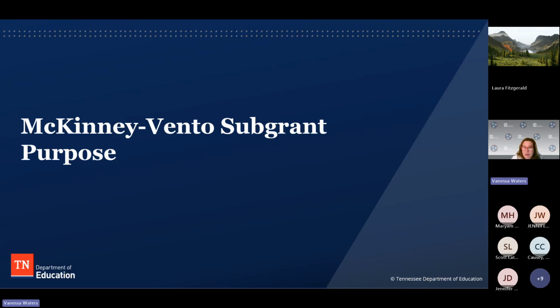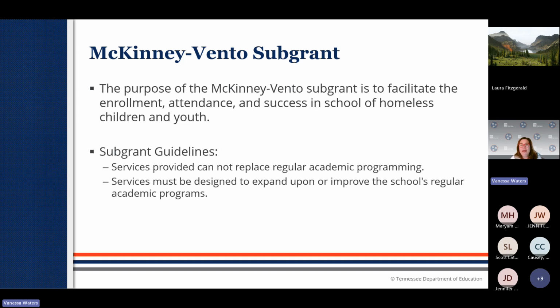So again, all of you had to complete the application, but let's just do a quick review of the purpose. The purpose of the McKinney-Vento subgrant is to facilitate the enrollment, attendance, and success in schools of homeless children and youth. And the subgrant guidelines are that services provided cannot replace regular academic programming. Services must be designed to expand upon or improve the school's regular academic programming. So you're thinking of those when you're going back to your budgets, when you're looking at building out your programming. Those are the things that you need to keep in mind.